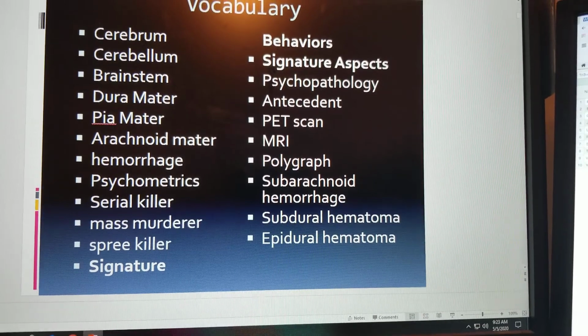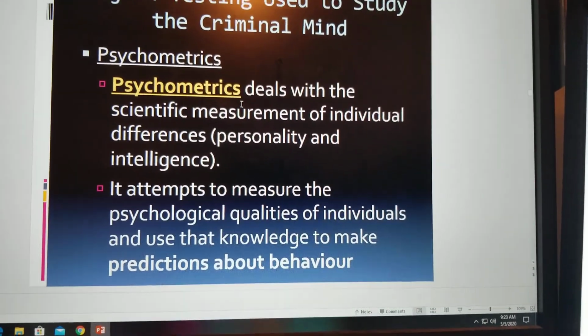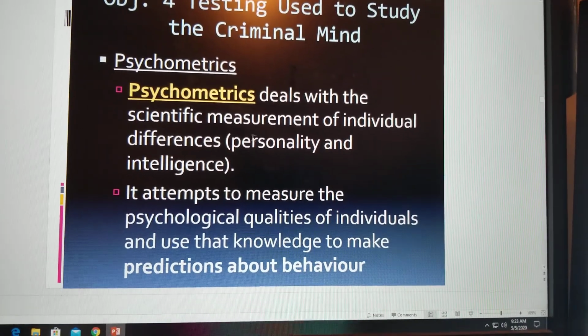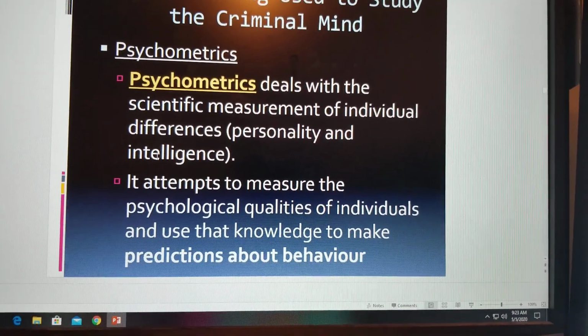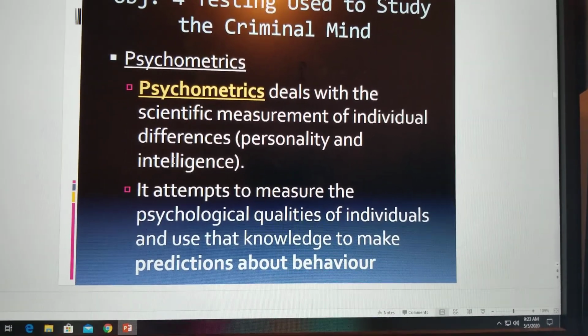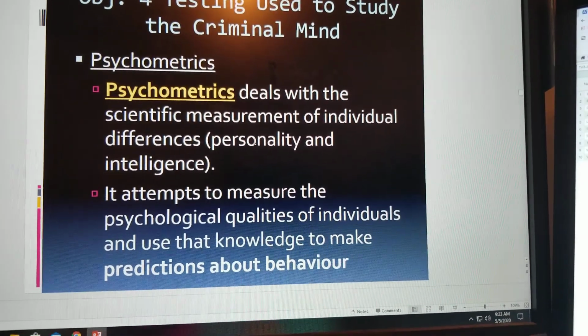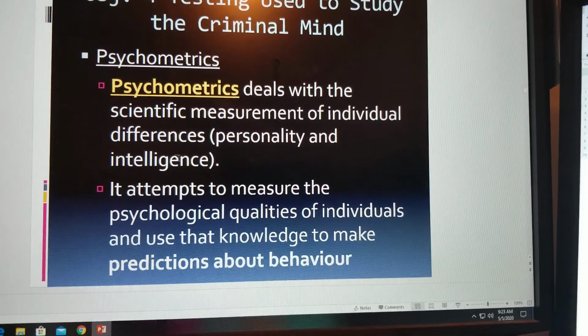So when it comes to psychometrics, I'm going to get down here on the slide. It is the measurement of two things, your personality and your intelligence. We have 2 different ways to test personality and 3 different ways to test our intelligence. So keep that in mind: 2 for personality, 3 for cognitive, 3 for intelligence.